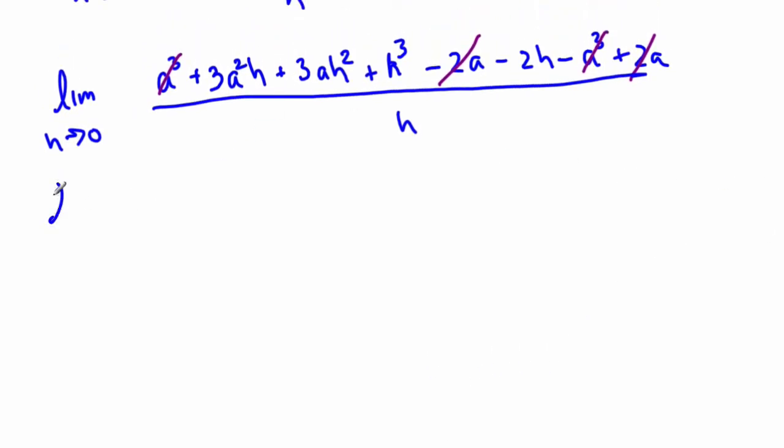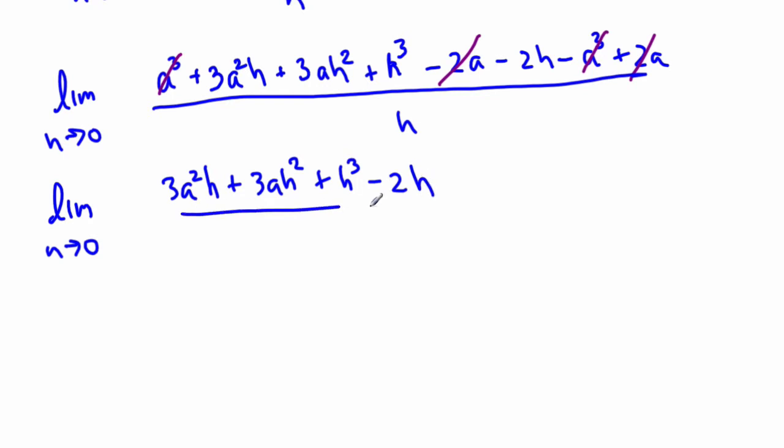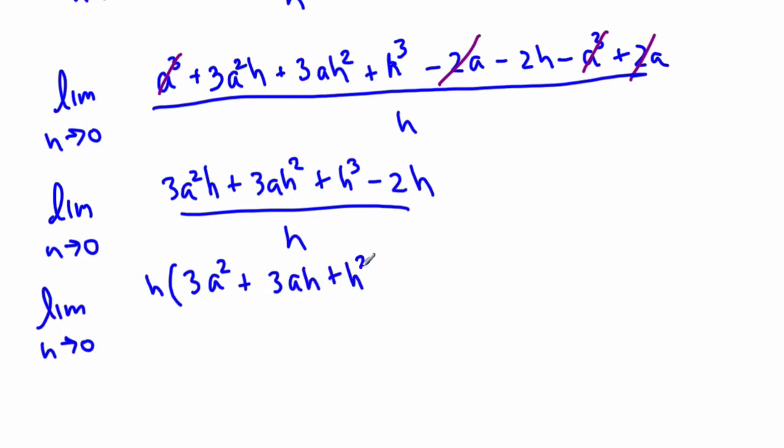Okay, so let's rewrite, combine some terms if we can. 3ah squared plus h cubed minus 2h, divided by h. Okay, every single term in the numerator has an h. So the limit as h approaches 0, take out an h, we're going to get 3a squared plus 3ah plus h squared minus 2, all over h. Now we can cancel. Gone and gone.